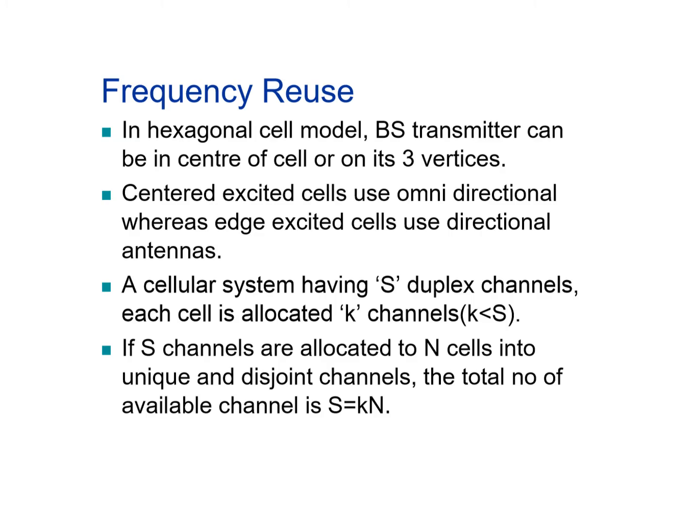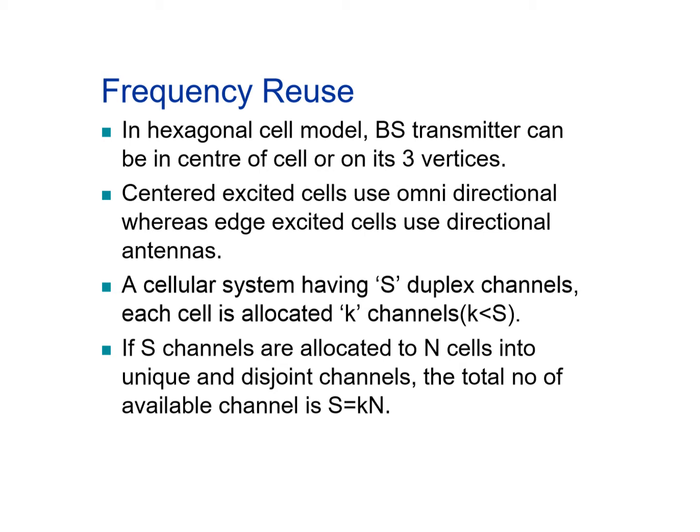The important concept explained in this slide is that we are going to use the frequency reuse concept wherever the base station transmitter antenna is. Suppose we have a total of S duplex channels available. We are going to divide these channels into subbands. We provide a certain set of channels to one particular cell. So K here is nothing but a subset of S. Each and every cell will have K channels.